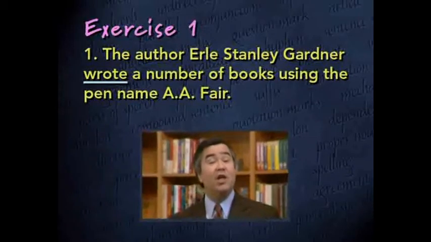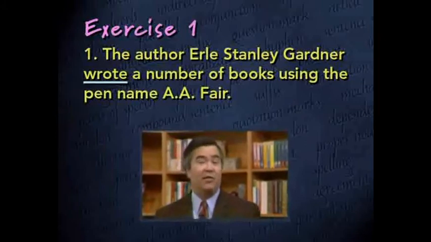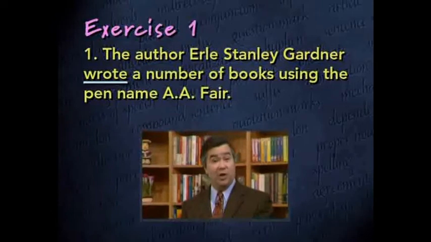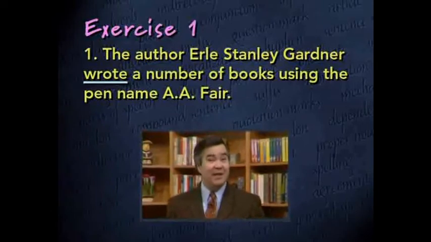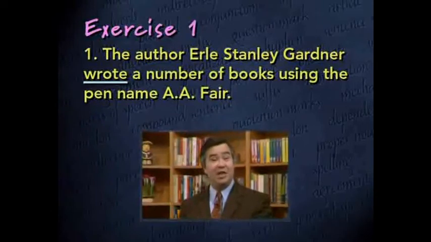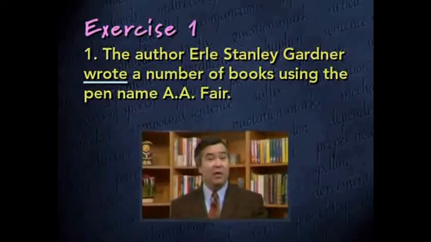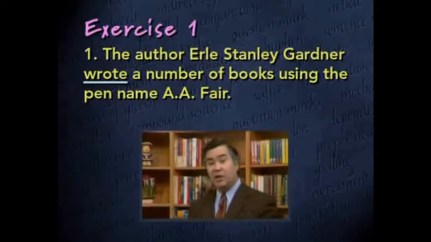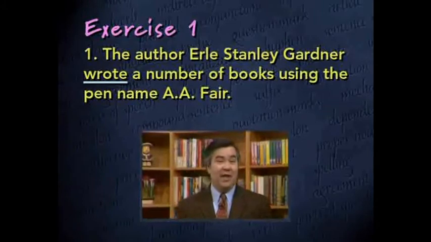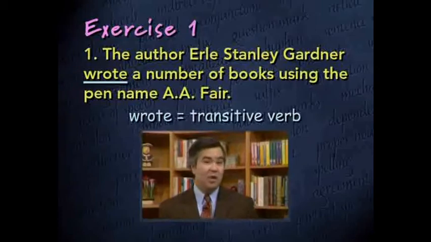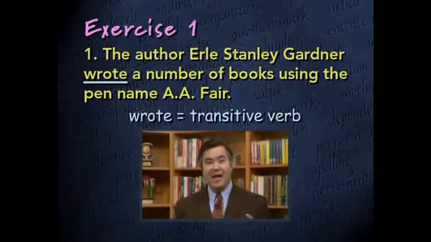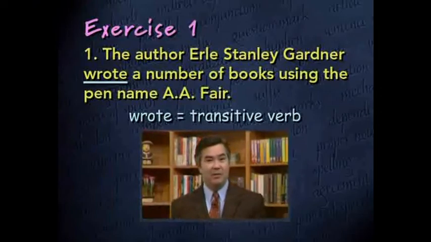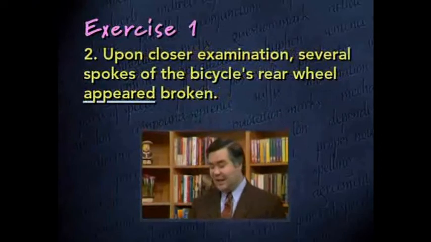It's the word number. Or to give the entire phrase, it's a number of books. That's what he wrote. He wrote a number of books. And therefore, there is an object that's receiving the action of the verb. The verb wrote, its action flows through to a number of books. Therefore, wrote is being used as a transitive verb. Because remember, only a transitive verb has an object which follows it, which receives the action of the verb. Let's look at the next example.